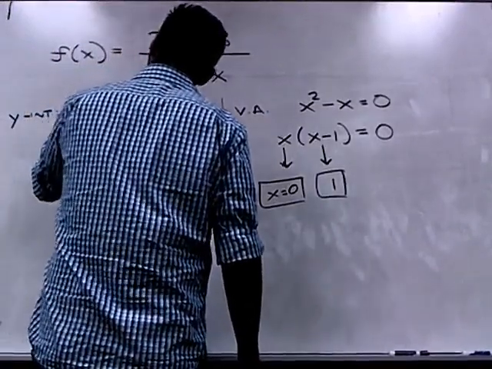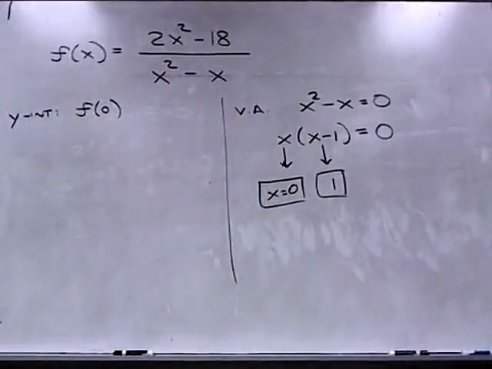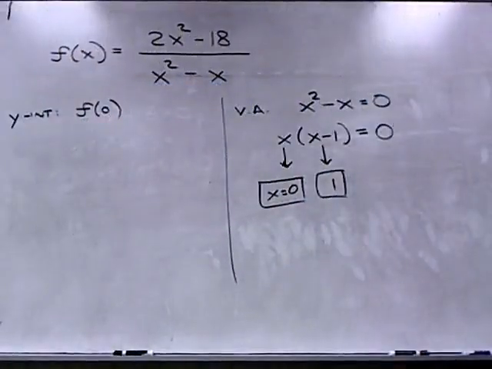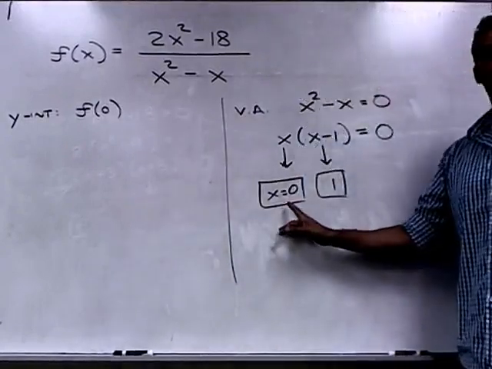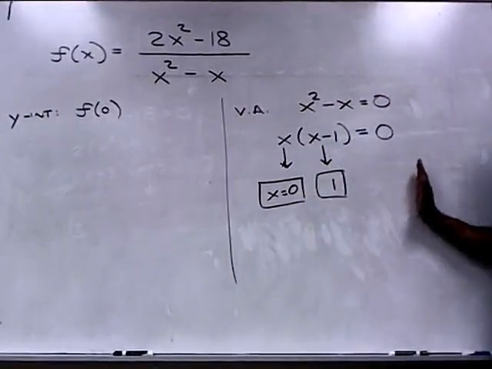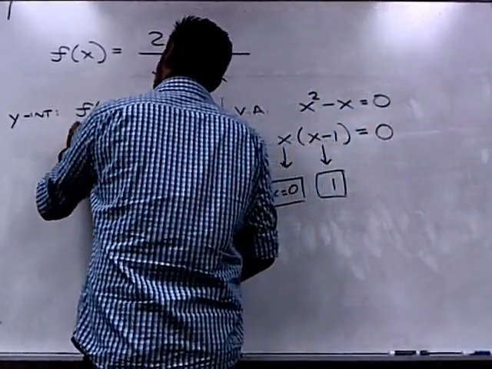Y-intercept. You do f of 0. What's wrong with that? Try and plug 0 in. You get 0 on the bottom. It's undefined, right? So there is no y-intercept. Well, that kind of makes sense because look at where one of our verticals is. X equals 0 means the y-axis, doesn't it? Okay, so I'm just going to put here undefined.